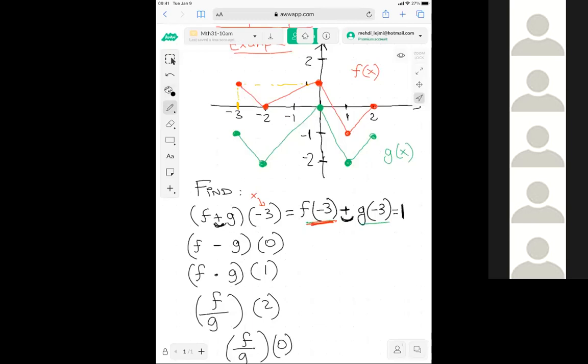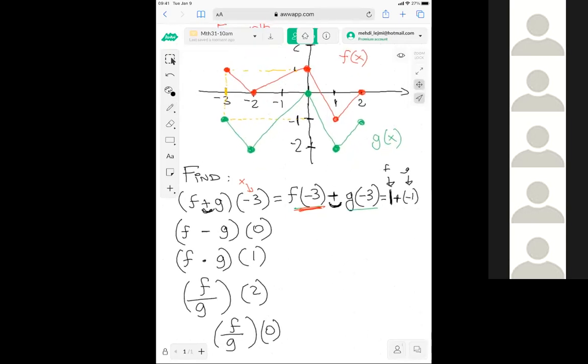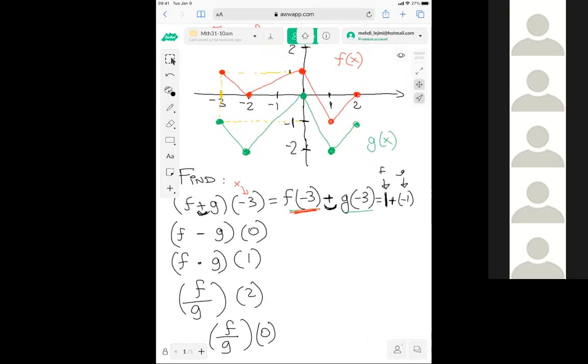So here, I'm going to write positive one, and then we have a plus. Now I need to find g of negative three. Here's my negative three, and I go down here because the green graph is the graph of g. This point here is negative one, so g of negative three is negative one. So it's one plus negative one, so the final answer is zero.